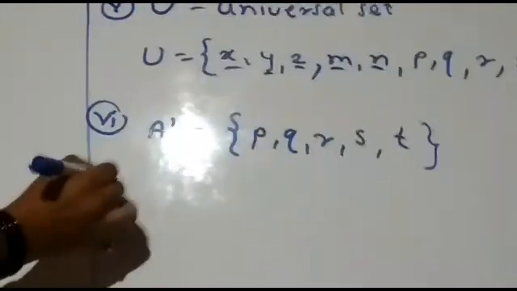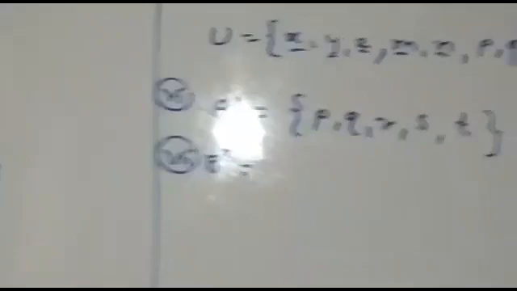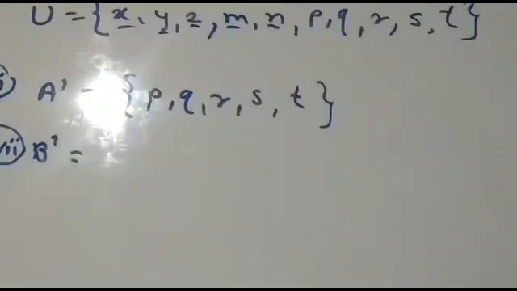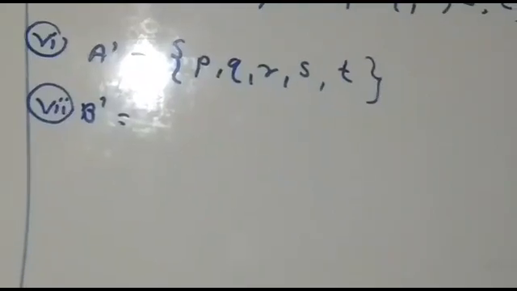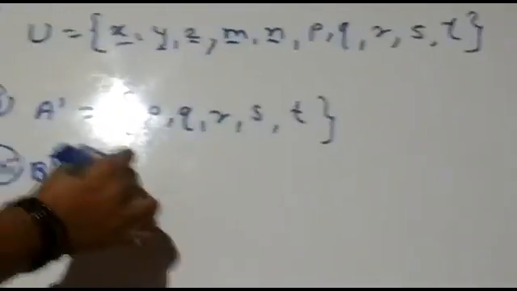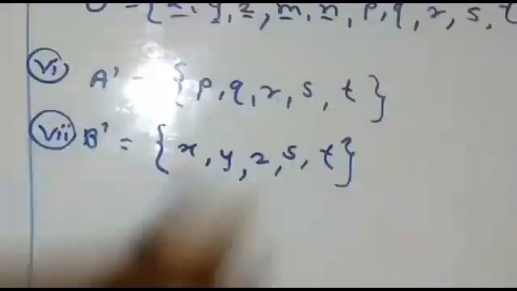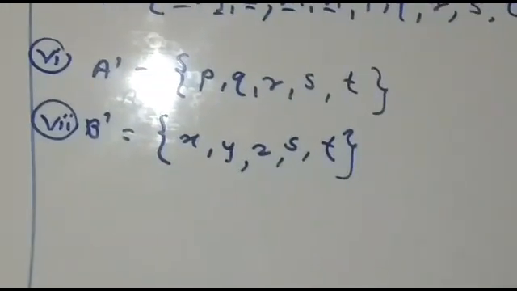Then next, B complement. In the B complement set, we write down the elements which are not present in B set but present in U set. In B set, they give P, Q, R, M, N elements. These P, Q, R, M, N elements we remove from the U set, and then write down the remaining elements. Then B complement we get X, Y, Z and S, T.